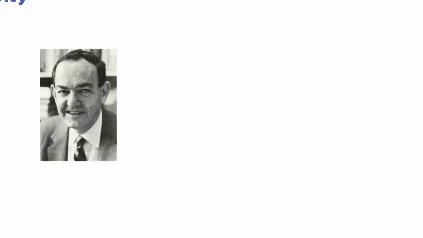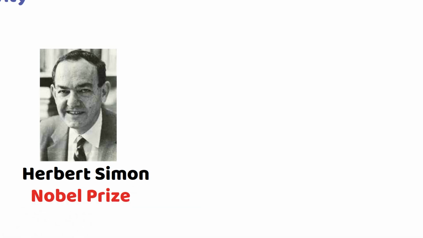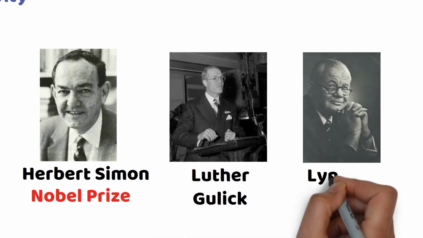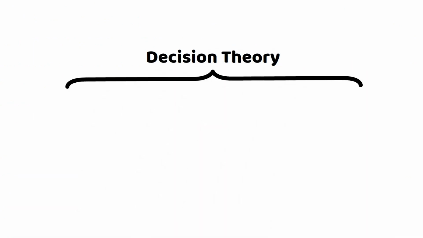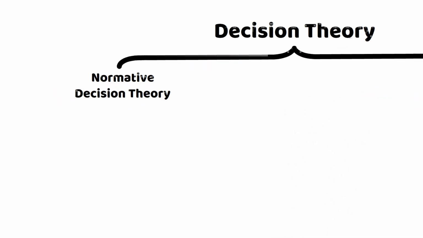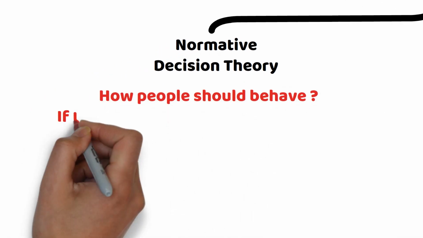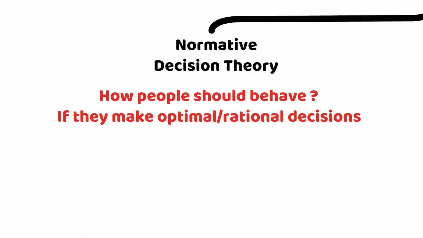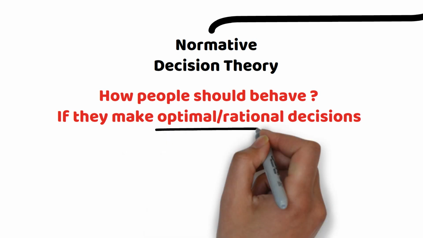A prominent contributor to this theory is Herbert Simon. He was awarded the Nobel Prize for this significant work. Other notable contributors are Luther Gulick and Lyndall Urwick. There are two branches of decision theory: normative decision theory and descriptive decision theory. The normative theory analyzes how people should behave if they make optimal or rational decisions. So, this theory is concerned with the identification of optimal decisions.